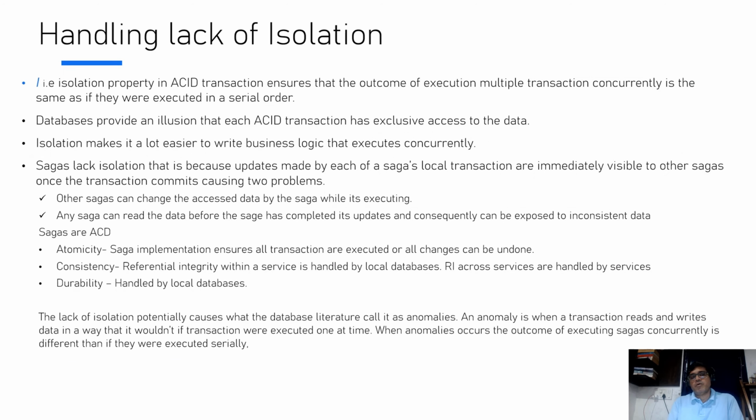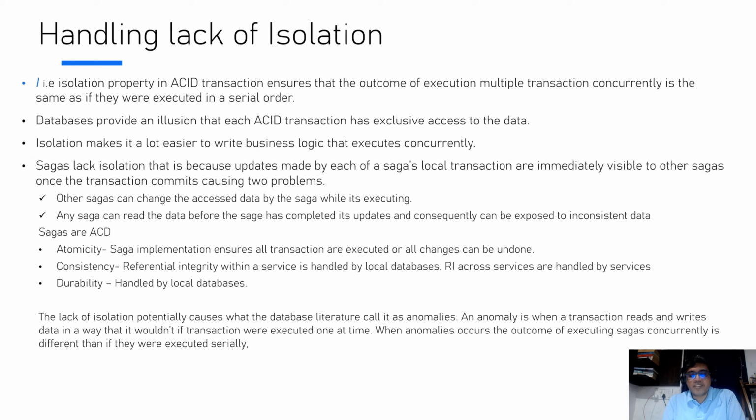Now, coming to a more important area: isolation. The I in the isolation property of ACID transactions ensures that the outcome of executing multiple transactions concurrently is the same as if they were executed in serial order. Databases provide the illusion that each ACID transaction has exclusive access to the data. Isolation makes it a lot easier to write business logic that executes concurrently.